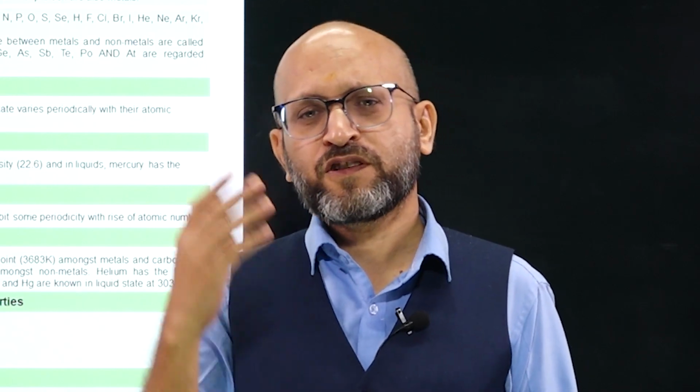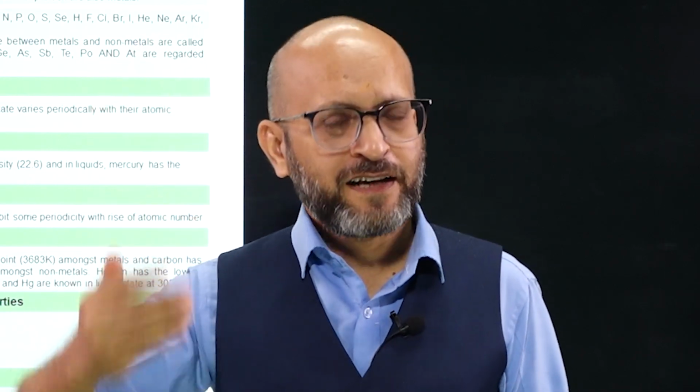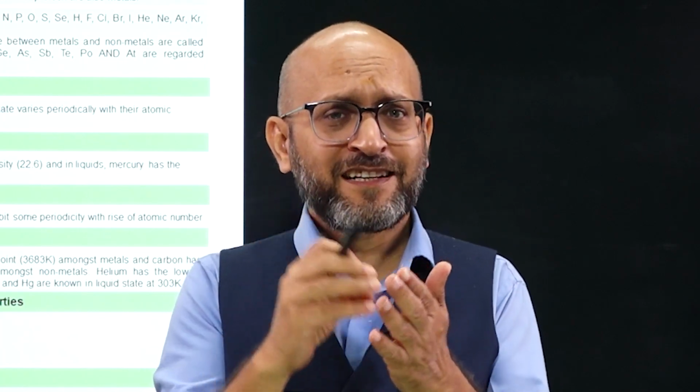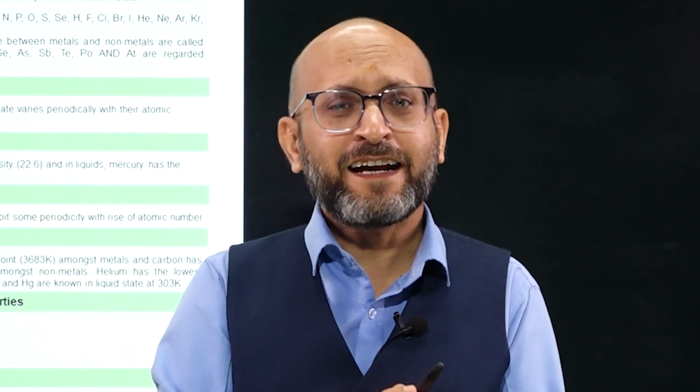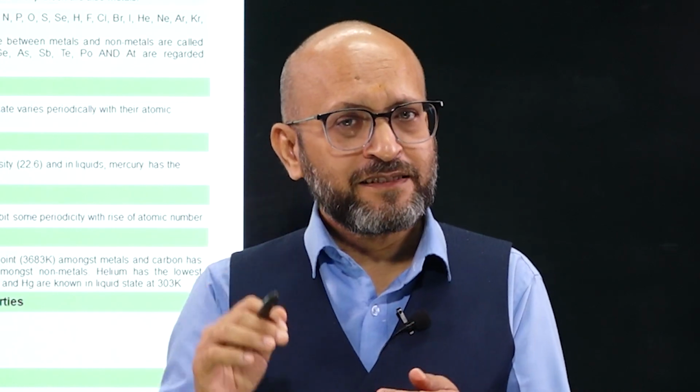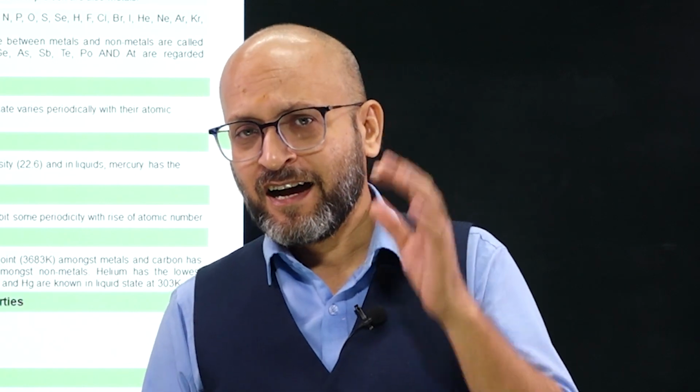Carbon, nitrogen, phosphorus, oxygen, sulfur, right? Halogens, fluorine, chlorine, bromine, iodine, all these are non-metals. So, what are the properties? Metals have a tendency to lose electrons and get oxidized. So, the electronegativity of a metal is less, and non-metals have a tendency to gain electrons. So, the electronegativity of non-metals is very high.